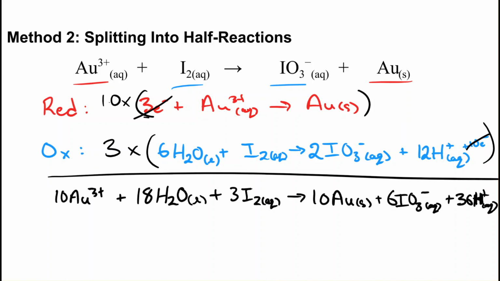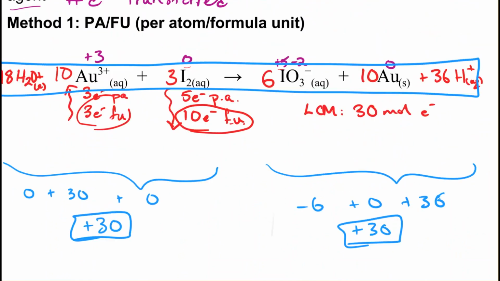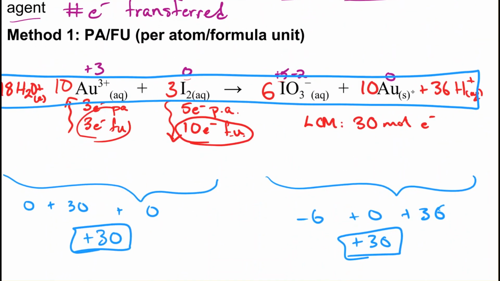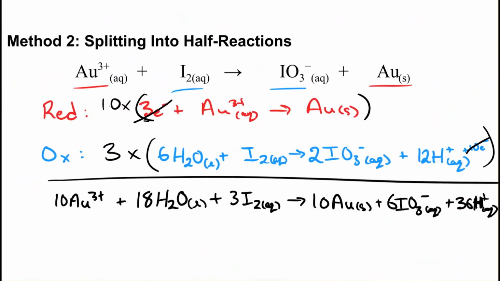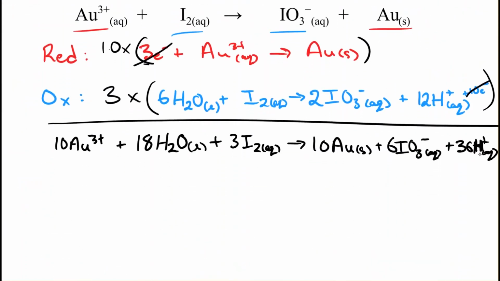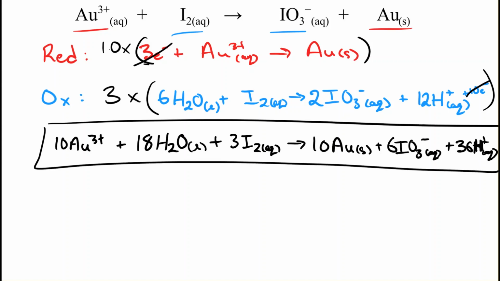Okay, let's see. Is that the exact same thing we got? 10 gold ions and 10 gold atoms. Yes, that's the exact same thing we got last time. 18 waters and 36 hydrogen ions. And yes, 3 iodines and 6 iodates. So yeah, this is our balanced whole reaction. Let me know if you have any questions or comments, but we're going to move on to the next one.